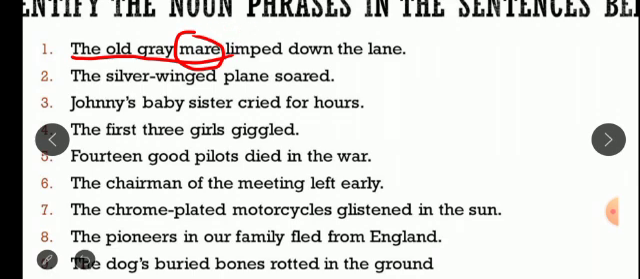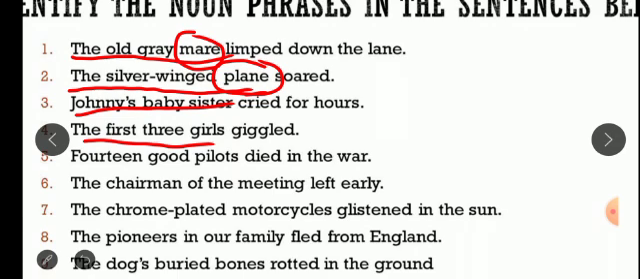Second one, first you identify the noun. In the second one, the noun is plane, and soared is the verb. So we don't usually include the verb in a noun phrase. So the silver winged plane is the noun phrase. Similarly, third one, Johnny's baby sister. Fourth one, the first three girls.